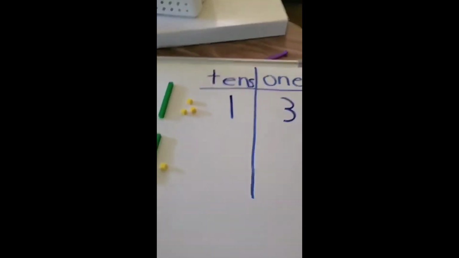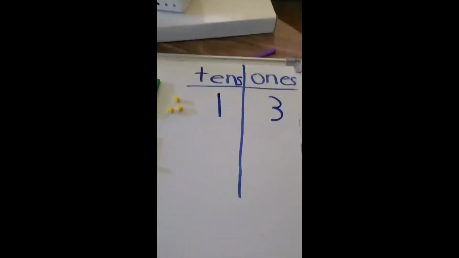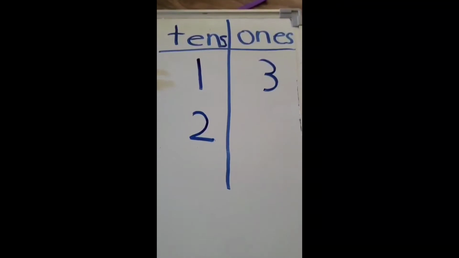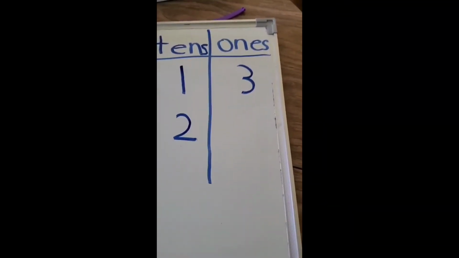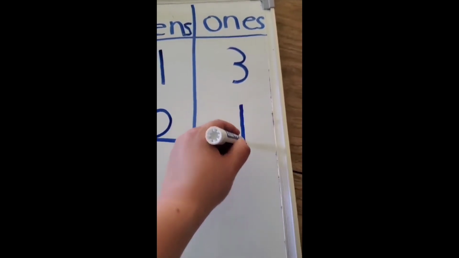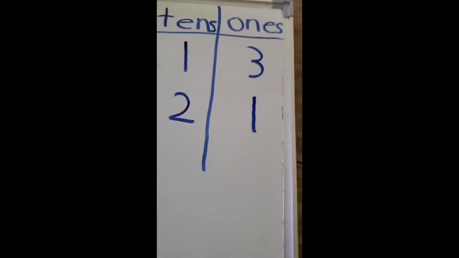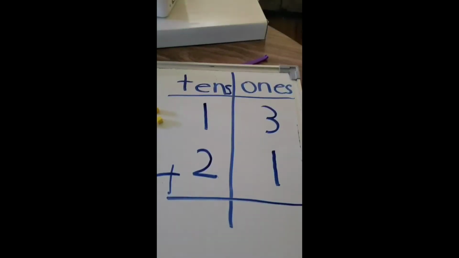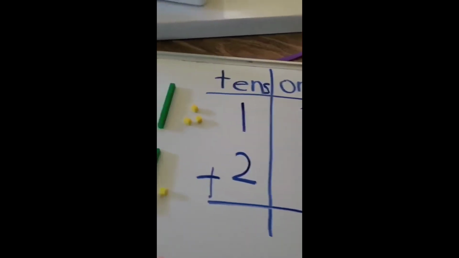So in 21, what number should go in the tens place? You're right. It's the 2. And what number goes in the ones place? You're right. Number 1. Okay, so when we add up 2-digit numbers, we always start with the ones place and add up those numbers first, okay? So if we looked over here, I'm going to switch it here. So let's look at these.